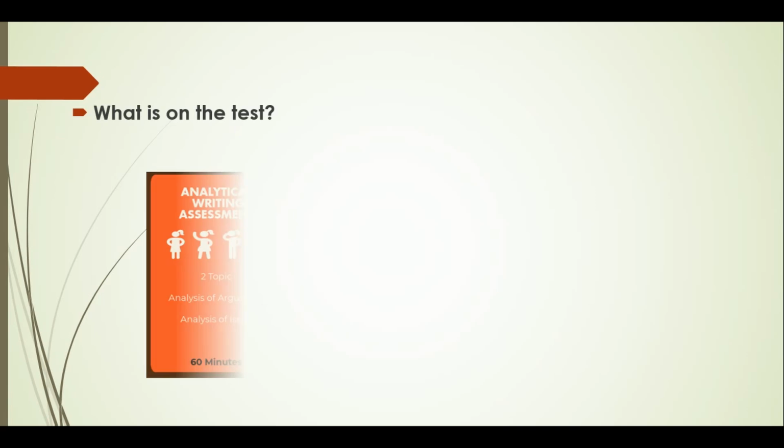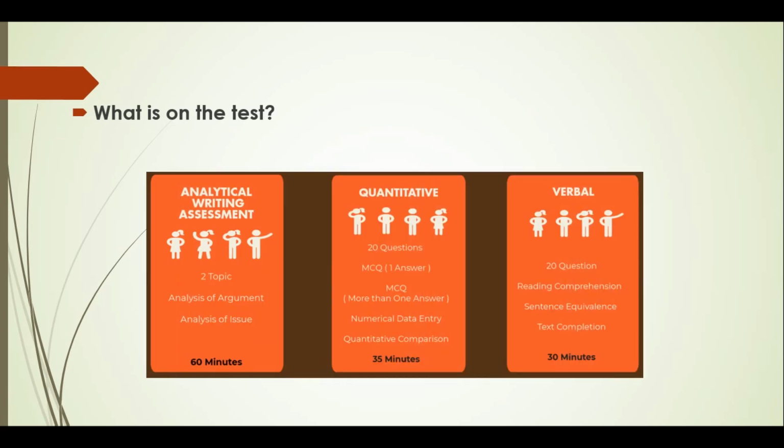Alright. So what is on the test? The test is divided into three different sections. One is the analytical writing assessment. In this section, you have to write two essays. One is called Analysis of an Argument. The second one is called Analysis of an Issue. I'll be talking about these essays in detail in later videos. So let's move on.